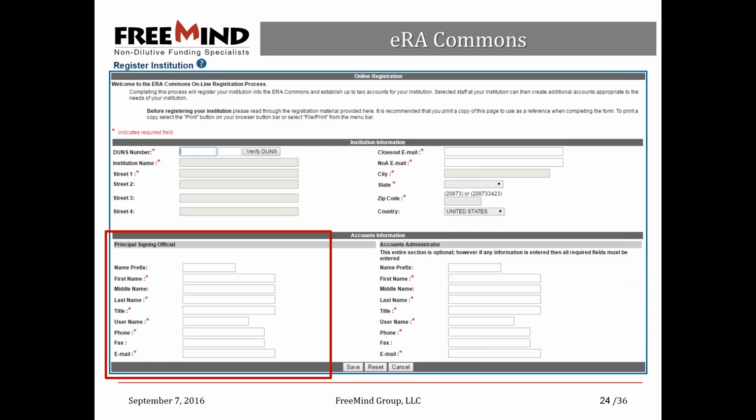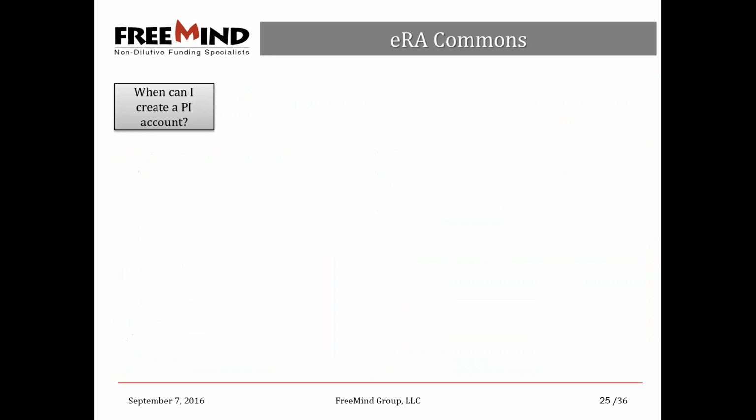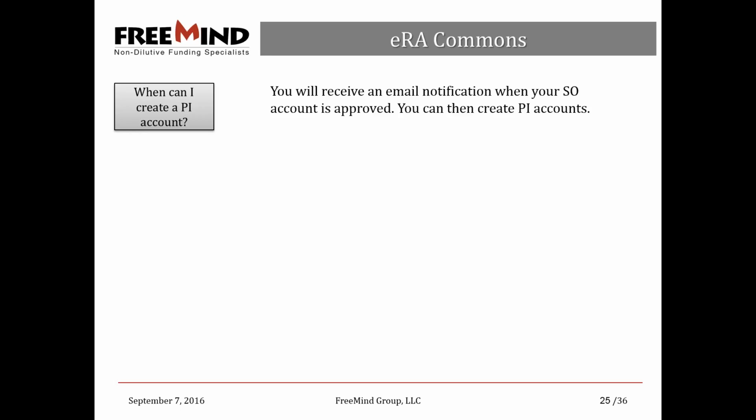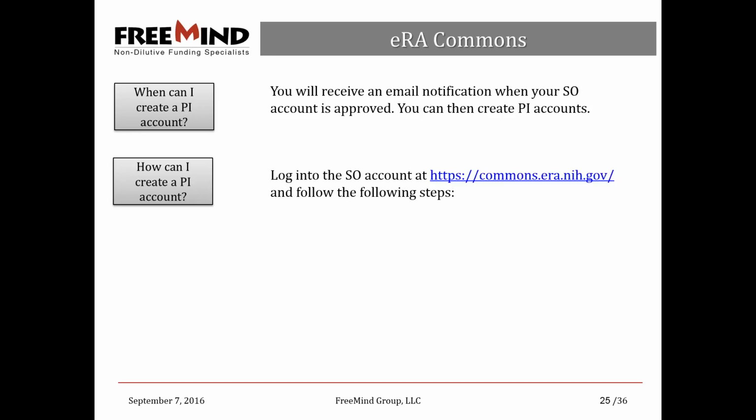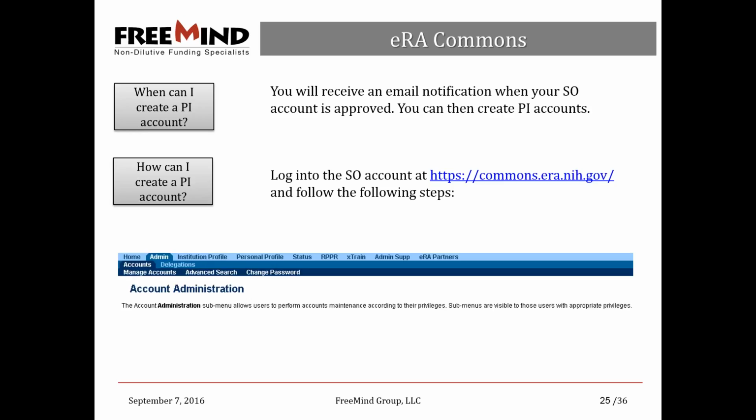On the right, you can see another set of questions. This part is not mandatory. You could fill it in, you don't have to, but you really need the SO account. And basically, once you've done that, you need to create your PI account. So you will receive an email notification when your SO account is approved, and then you can create a PI account. So in order to do that, you have to log in as your SO. This is the address, and follow the next steps.